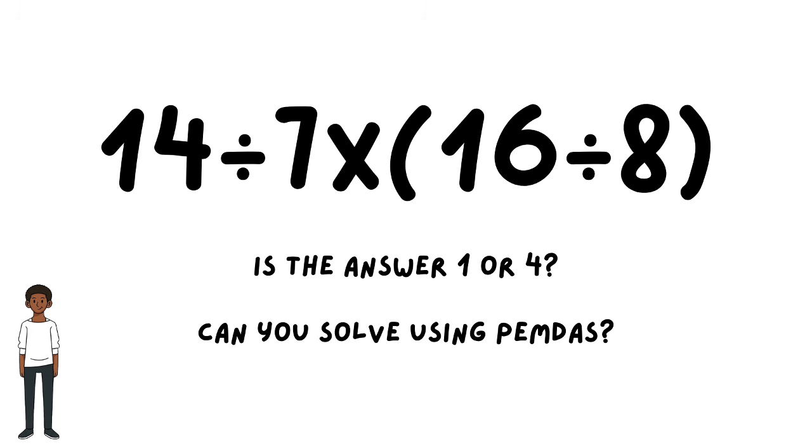Now let's solve our second problem. 14 divided by 7 times open parentheses, 16 divided by 8, close parentheses. Let's see the mistake that leads people to 1 before finding the correct value.